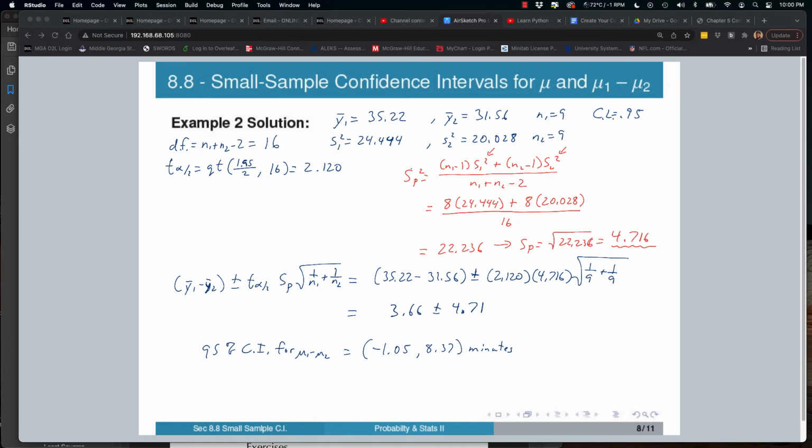So apparently there's not a distinct difference between the standard and the new procedure as far as the number of minutes it takes them to complete their task, because we have a negative bottom end and a positive top end, so there's no significant difference there that we can say that one procedure is truly better than the other. All right, we won't interpret that any further than that, but that's a pretty good interpretation of an interval like that.